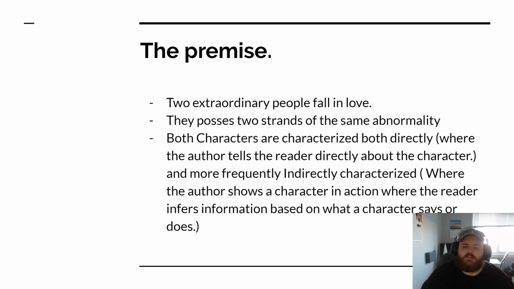Okay, so both characters are characterized both directly, where the author tells the reader directly about the character, so the author might just leave some narrative in there and string us along with some information about the character. And then also indirectly, and this is more frequent, where the author shows a character in action, where the reader infers information based on what the character says or does. So we get to learn about these two characters through indirect characterization. So we see them interact with each other and we see how they behave, and we get to see who they are through that, right? We're judging them based on their actions.